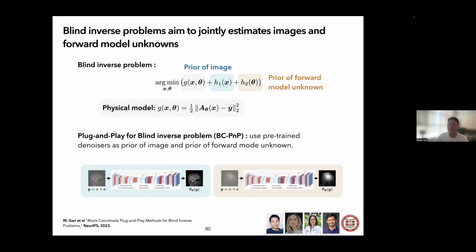All right. Now I close the discussion of BC-PMP for the Bayesian inverse problem, and I'm going to talk about the really, really last thing. BC-PMP is a really good idea to solve the Bayesian inverse problem, but it's not the only way to do that. Because it's based on an iterative algorithm, it could inherently be slow, and the performance could be suboptimal compared to end-to-end training.